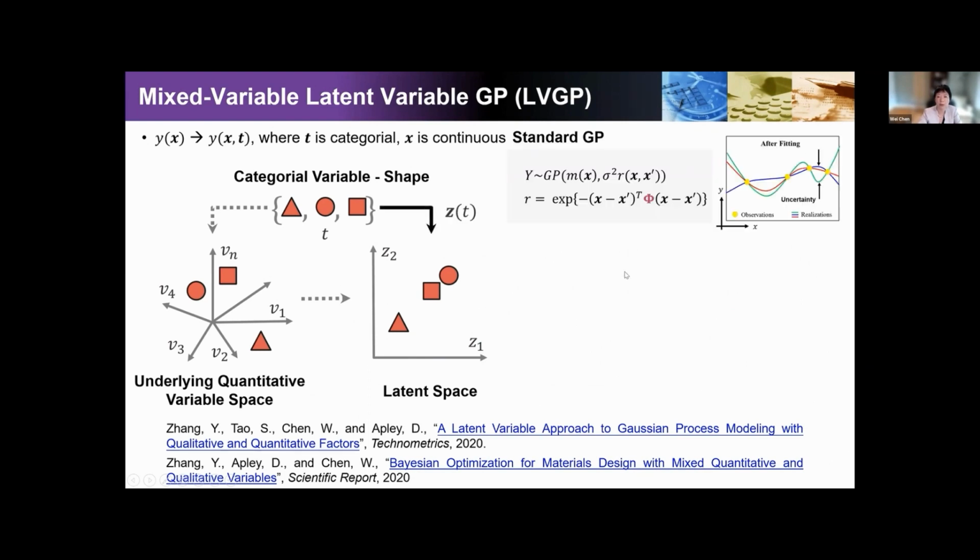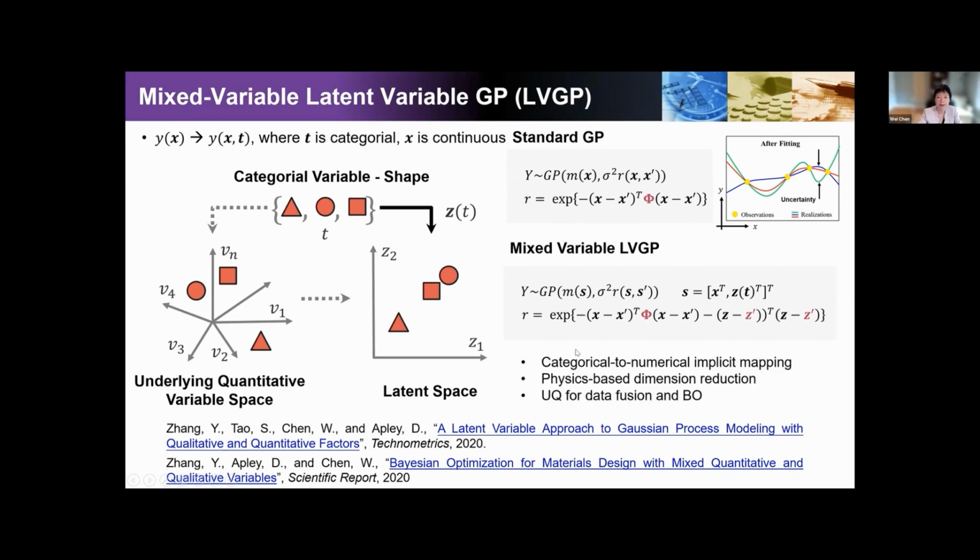So the traditional GP model uses the Gaussian process function. And here we make a small modification. In addition to finding the hyperparameters for this correlation function, we are adding z as additional variables. So to optimize the maximum likelihood function, we're not only finding the hyperparameters, we also try to identify the location of the latent variables. Once the location is identified, it helps us to achieve an implicit mapping between categorical variables and numerical values. It provides a physics-based dimension reduction, because here those distances are not only in the input variable space, they take into account their impact on the property of interest.